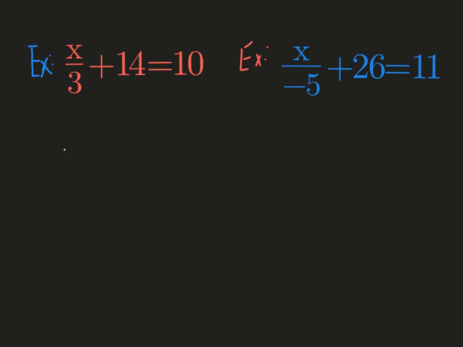Okay, so this one is a little bit different. It's x divided by 3 plus 14 equals 10. So I have division in my problem. But see how that x is kind of stuck to that 3? That means that 3 is going to be a little bit harder to get rid of.